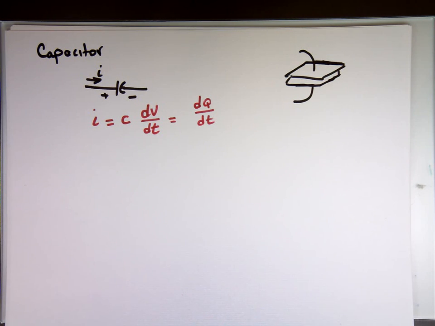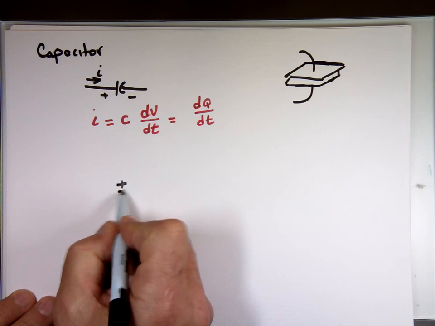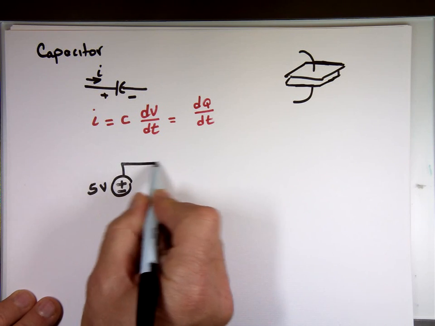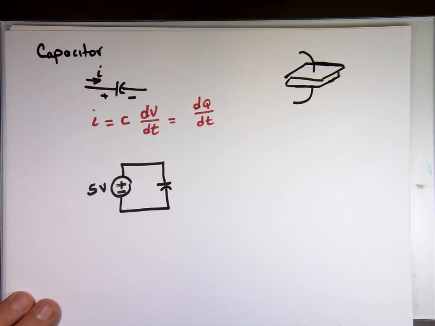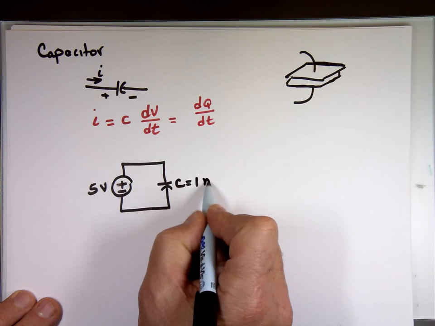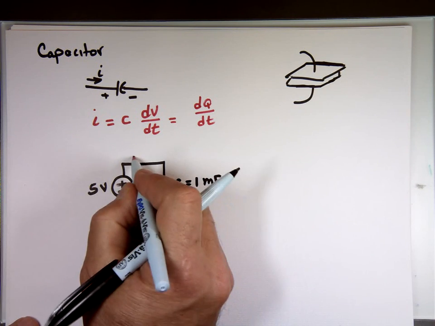Now, let's look at some examples here. If I take a voltage source of 5 volts, now I want you to use your calculus here, and run it across a capacitor. This is the capacitor, and I'll use a number, let's say 1 millifarad. That's 10 to the minus 3. How much current is going to be going through that capacitor?